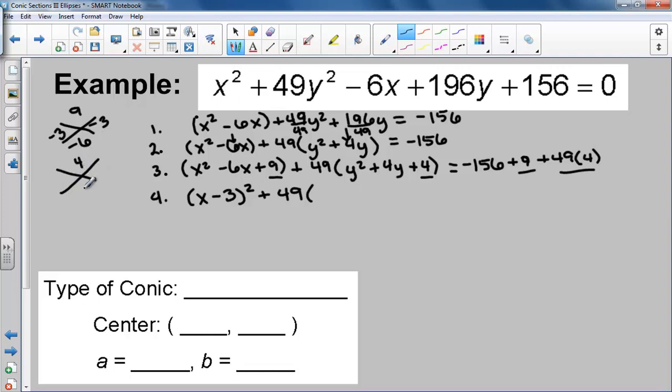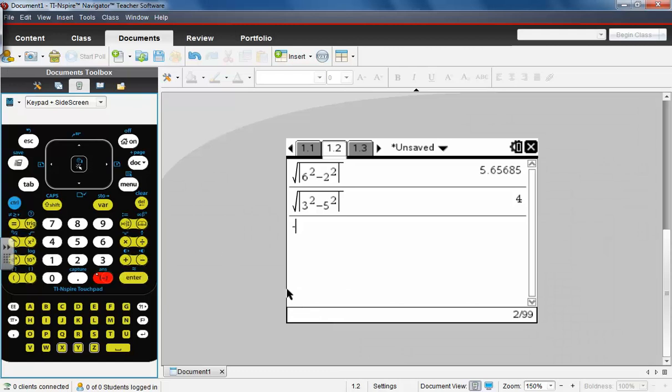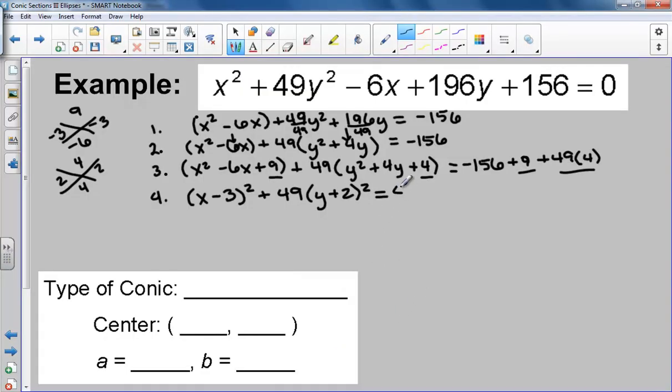So a times c is 4, b is 4. So I can multiply 2 times 2 and get 4. I can add 2 plus 2 and get 4. So this is going to be y plus 2 twice. And we're going to simplify right here. And I'm going to have to add 9 plus 49 times 4. So we're adding to both sides. I'm sorry, we're simplifying, and that's 49. Alright.